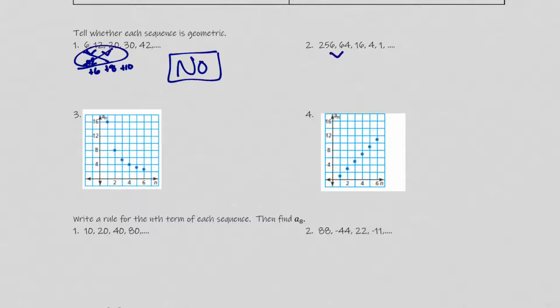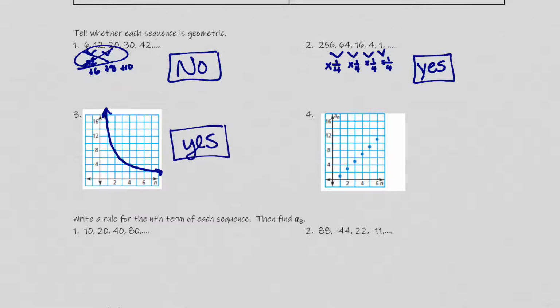Okay, to get from 256 to 64, it looks to me like I could divide by 4, which is the same thing as saying multiply by 1/4. 64 times 1/4 gives me 16. 16 times 1/4 gets me 4. And 4 times 1/4 gets me 1. So that is the same all the way across, and I am multiplying, so that is geometric. Okay, looking at the graph at 3, that is an exponential graph, so it is geometric. This is a linear graph, straight, which means it's arithmetic. It is not geometric.